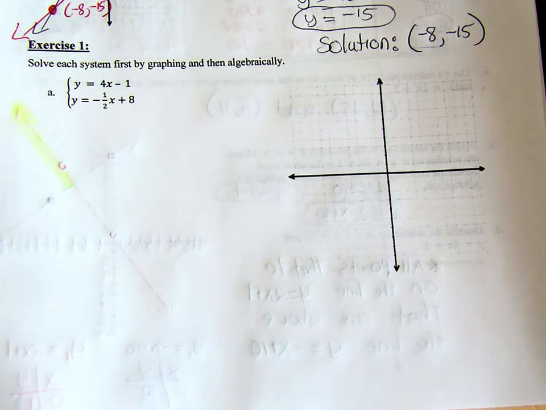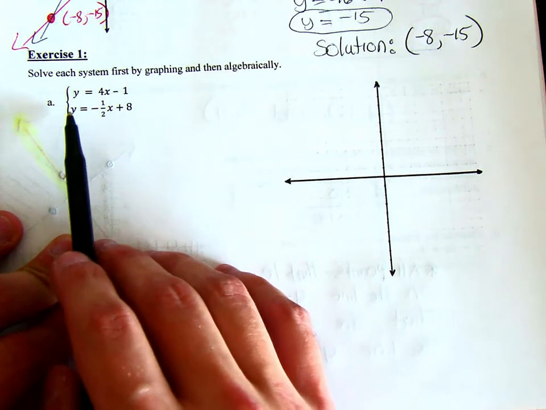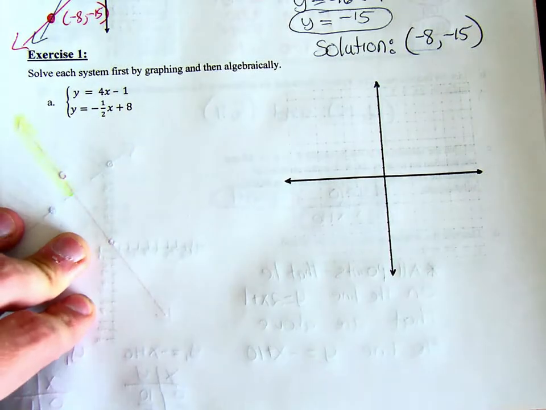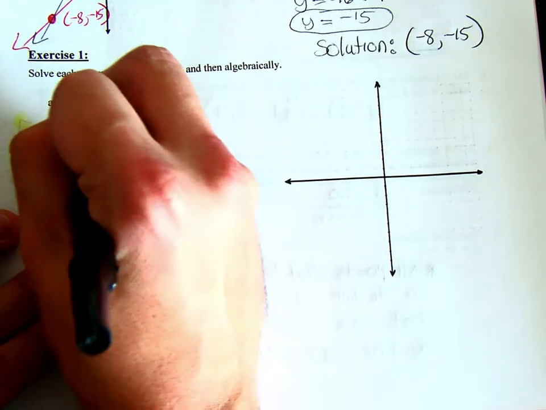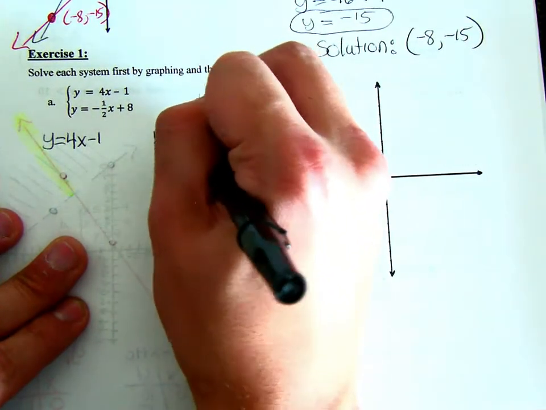Now I'm going to move on to exercise 1. Okay, so exercise 1. It says, solve each system first by graphing and then algebraically. So now, instead of just using our calculator, we're going to actually graph it and see if we can get the intersection point to be the solution set. So let's first look at this. We have y is equal to 4x minus 1, and we also have y is equal to -1/2 x plus 8. So both of these are already solved for y.